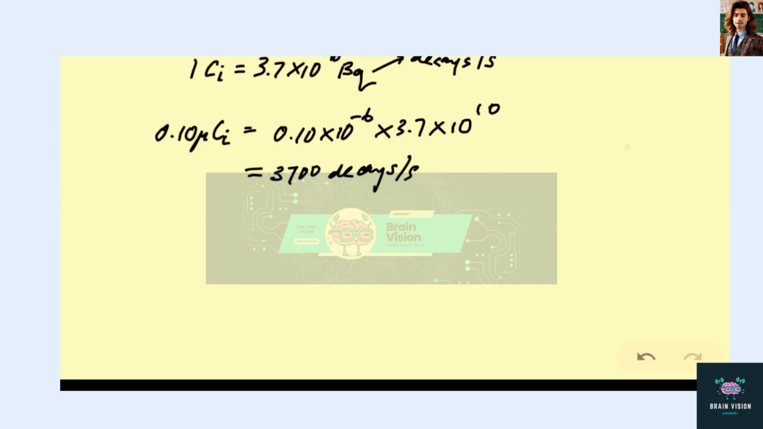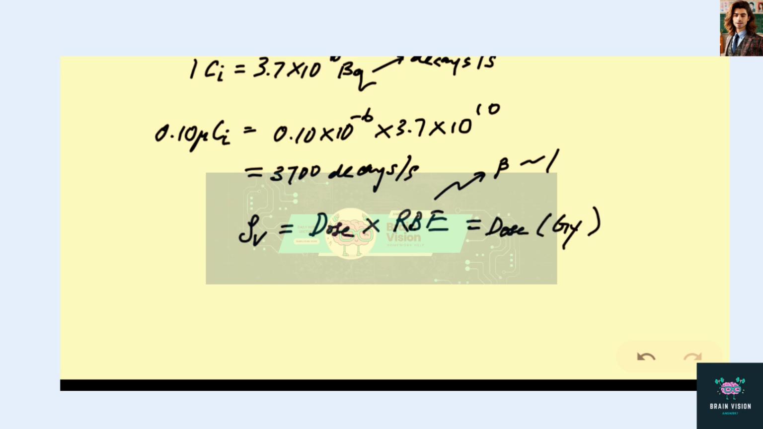Now to estimate the dose in terms of sieverts, we know that sieverts is equal to the dose multiplied by the RBE. But in our case we are talking about beta particles, which we're going to assume have an RBE of about 1. So now we can equate sieverts to grays, right? So it is grays for this particular case.